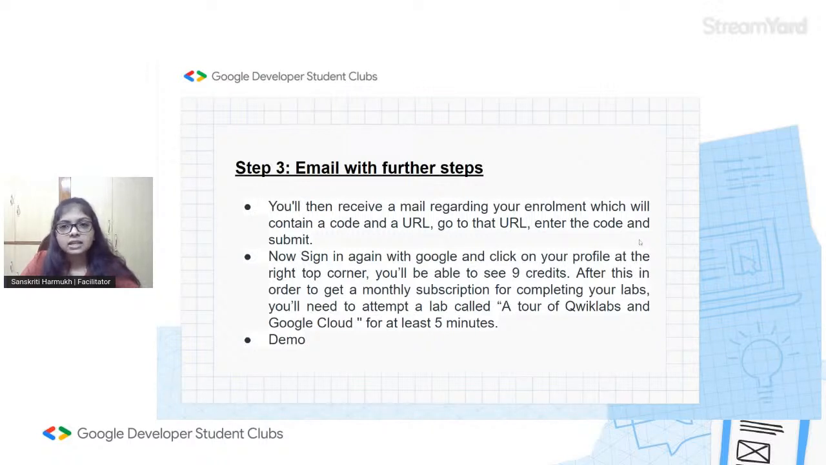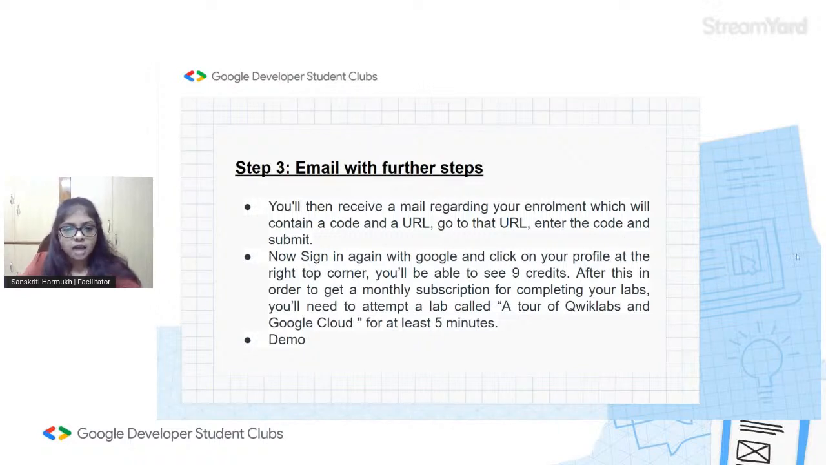And then come out of the lab, and there will be a monthly subscription tag flashing on your profile where the 9 credits were earlier flashing, right? If it does not happen, then sign out and then sign in. It happens many a times that there is some hindrance. After you sign in, you'll be able to see the monthly subscription tag in your profile.